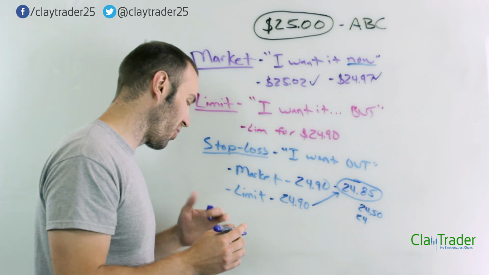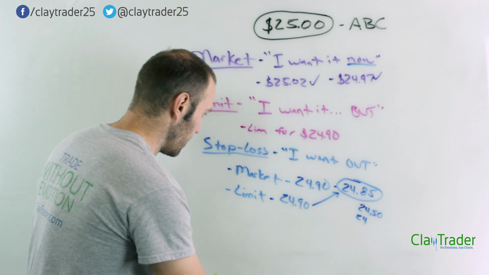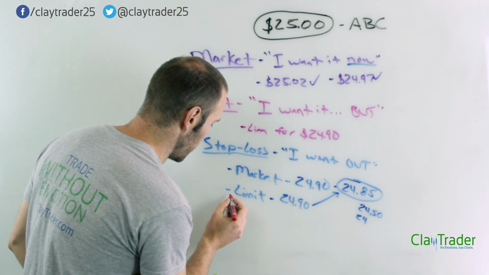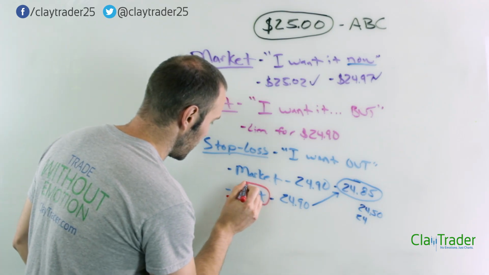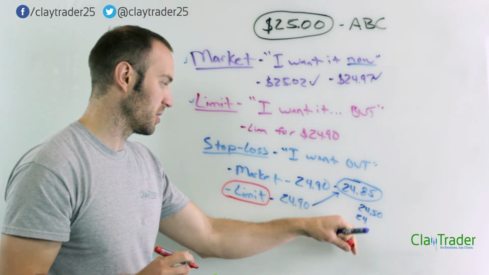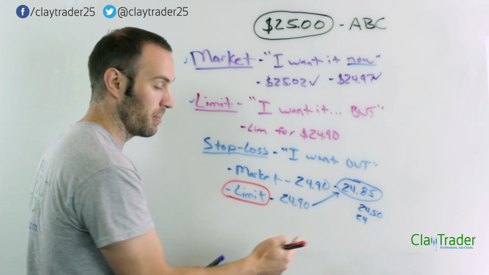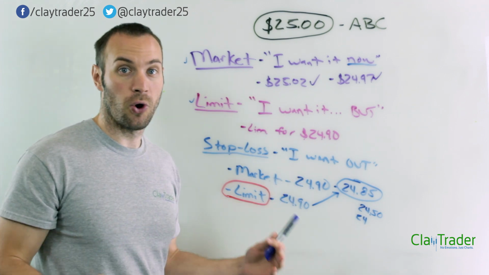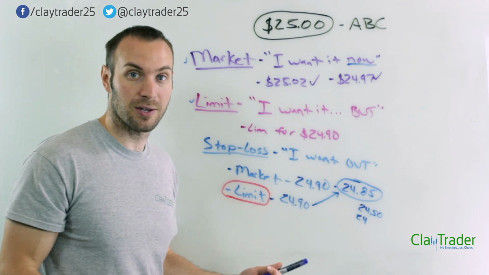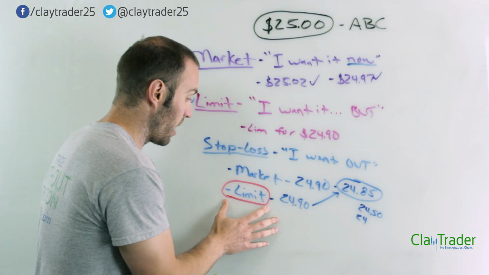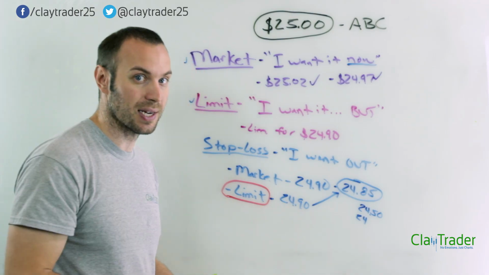So again, all orders have their time and place, but I'm going to just kind of circle this one. A limit stop loss can be very, very risky for this situation where if some sort of bad news comes out and if it skips over what your limit order is, who knows how low it can get, and your broker's just going to hang on to the shares because you told them, well, I only want to sell at 24.90.